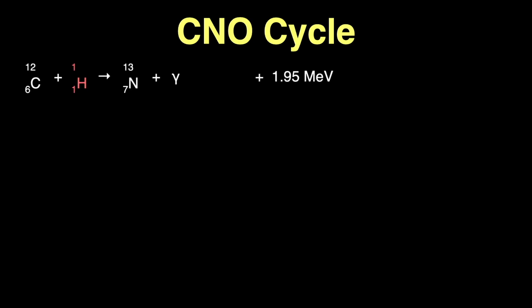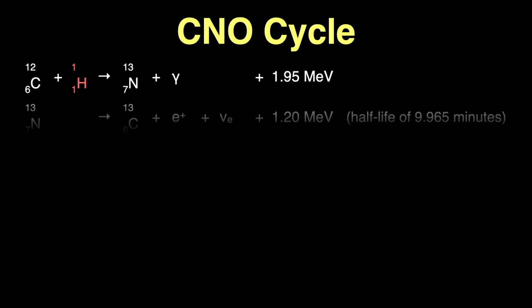Carbon-12 combines with a hydrogen and makes nitrogen-13. That 1.95 MeV, or million electron volt, is energy given off in the process as a gamma ray. The nitrogen-13 is itself radioactive and decays, giving up a positron and some energy, becoming carbon-13.